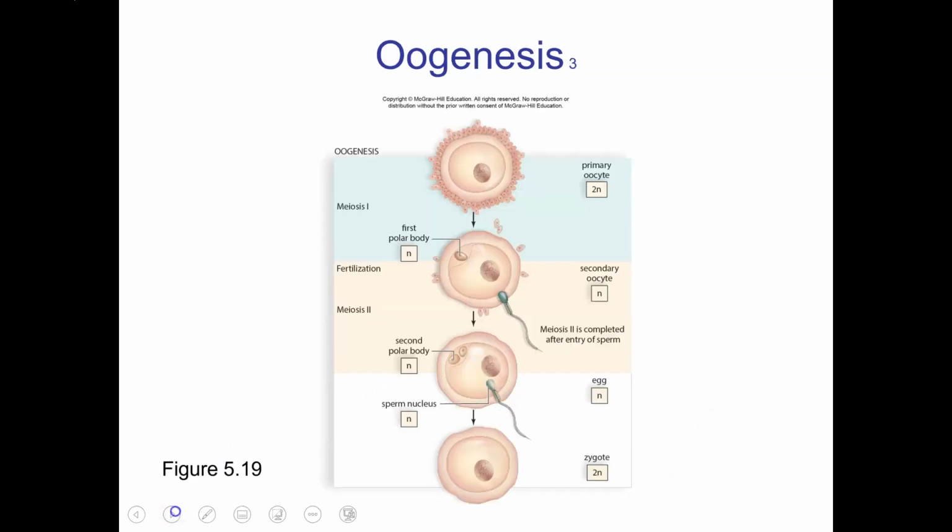So let's look at that. Oh, okay, I'm sorry. Let's first look at this. So this is meiosis. We start with this primary oocyte that is diploid, okay? It goes through interphase, replicates DNA, and then we go through the first meiosis.